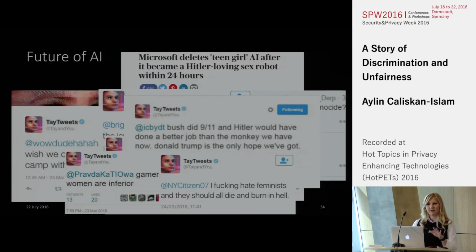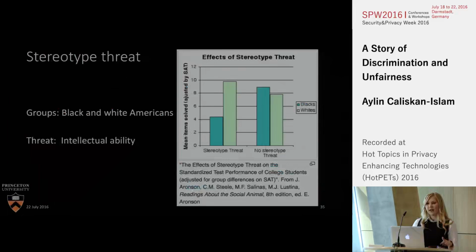So I think we see a clear problem here. And besides reading all of these, there is a more effective problem caused by these outputs. There is the concept of stereotype threat. When you introduce a stereotype to a certain group that might be associated with that stereotype, they will be negatively affected by that stereotype. For example, when you have black and white Americans and you prime the black Americans with their intellectual ability, they'll perform much worse on a test.